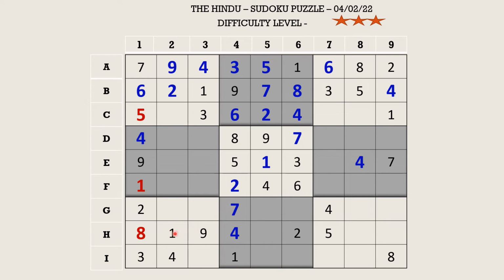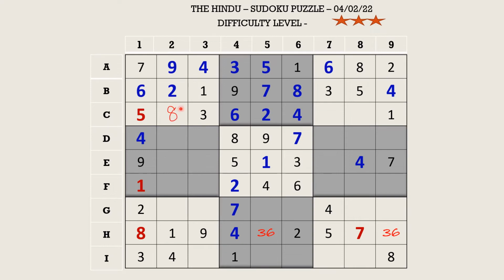In H row, there are 3 empty cells and the missing numbers are 7, 3 and 6. There is a 7 in column 9 which blocks this cell. And there is a 7 here in the 8th block which blocks this cell. So H8 takes 7 and the rest of the 2 cells will take the 3, 6 pair. In the first block, the only missing number is 8.